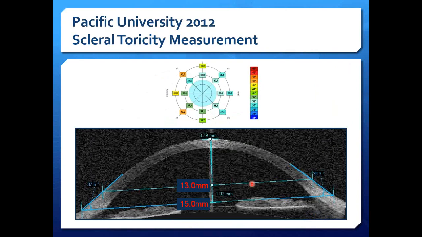One of the next studies that we looked at was how much toricity is there. Angles mean very little to most of us in practice. So what's another way we could look at the shape of the sclera? We took the 13 millimeter diameter and the 15 millimeter diameter across the sclera and measured the height of the eye across the horizontal and the vertical meridian. What we were curious of is, what is the depth of the eye this way compared to the depth of the eye this way? Is the sclera effectively with the rule or against the rule?